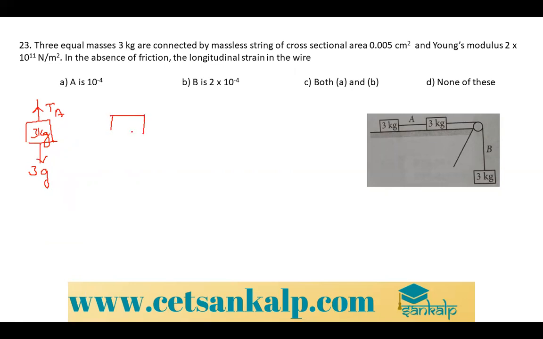The next diagram, 3g, Ta. So this is Ta. So next is 3 kg in this direction. So we have the three masses, right? 3 kg, 3 kg, 3 kg. Because we have the tension here, so a tension part in the free body diagram. When we substitute the free body diagram, in the first case you have three equations formed.